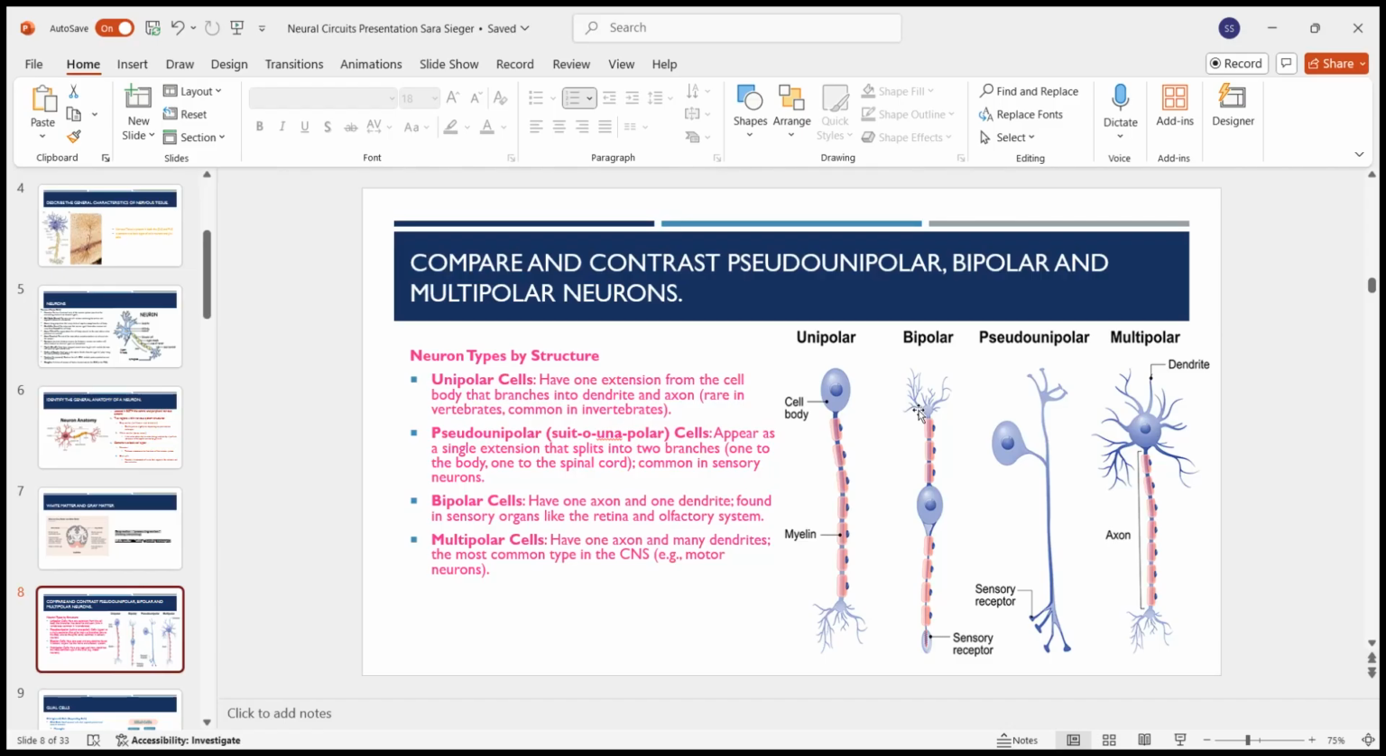Bipolar neurons have two distinct extensions, one dendrite and one axon, which allows them to relay information in specialized senses such as vision, the retina, and smell, the olfactory system. Multipolar neurons, which are the most common type in the nervous system, have one axon but many dendrites that branch from the cell body. All of these structures allow the nervous system to integrate signals from multiple sources, making them essential for motor control and complex processing from the brain and the spinal cord.